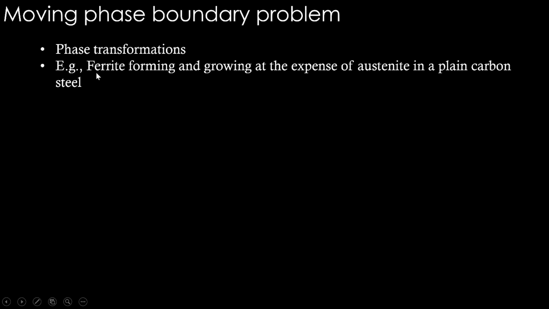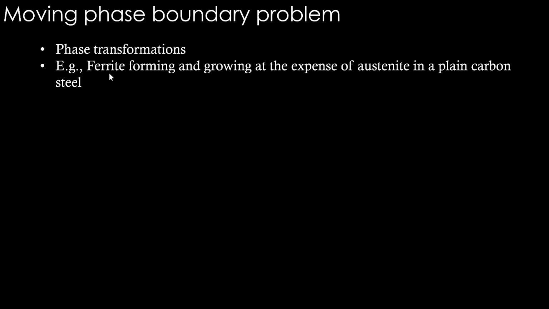Okay. The example that we are going to consider is ferrite forming and growing at the expense of austenite in a plain carbon steel. So there is already a phase in the steel, that's austenite, and it will be taken to a set of conditions where ferrite should form according to thermodynamics, and then how it will nucleate and grow, how much time it will take for it to reach the equilibrium content. That's what we are going to track.